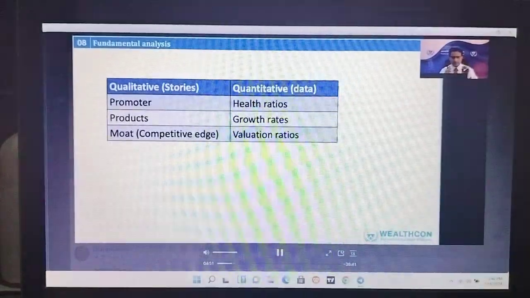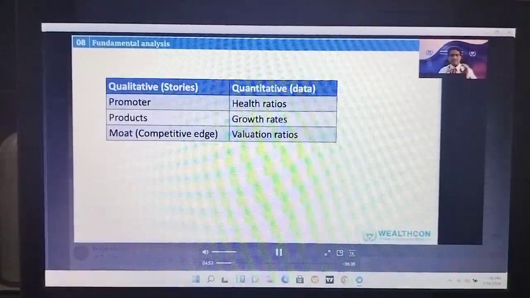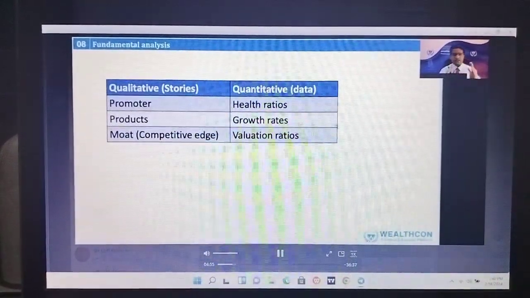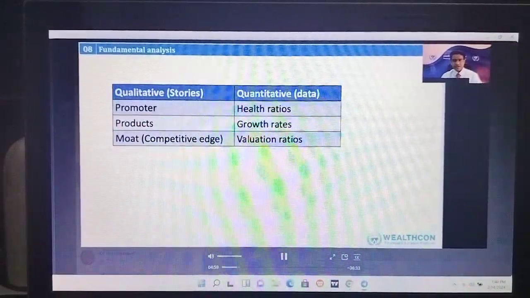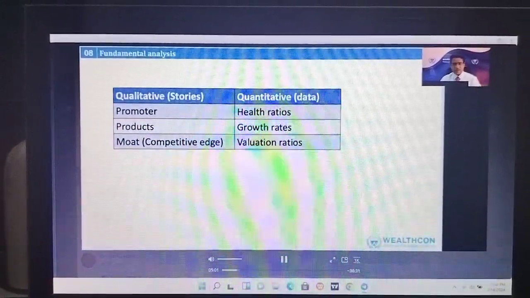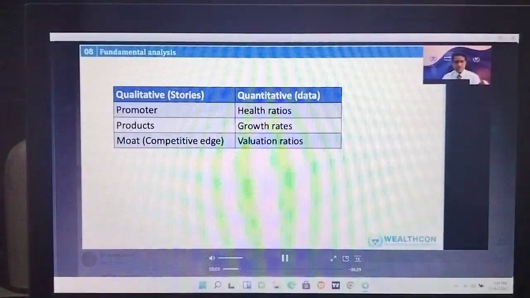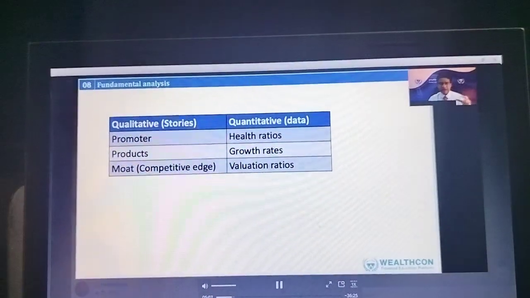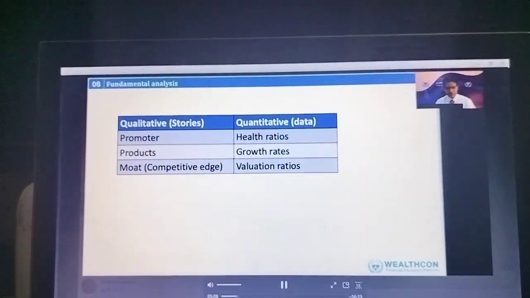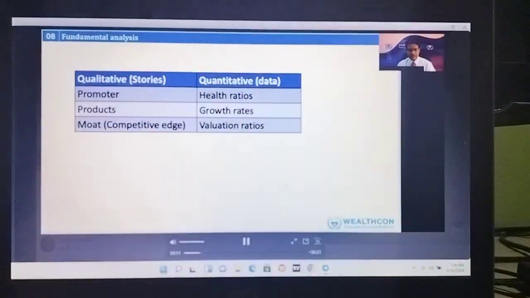These are the things. Fundamental analysis is divided into 2 parts. One is called qualitative analysis, the other is quantitative analysis. Qualitative analysis is information about the promoter, products, and brand. In the words of Warren Buffett, it is the moat, M-O-A-T.